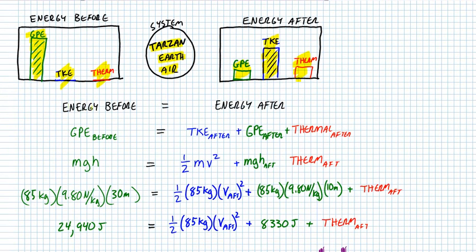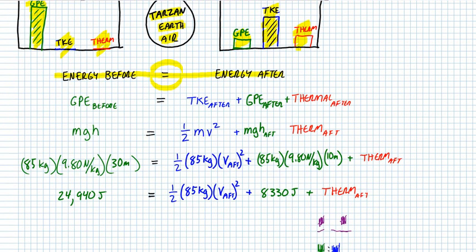Like a typical conservation of energy problem, energy before equals energy after. This equal sign is something we can put in if we're assuming the law of conservation of energy is true. So, gravitational potential energy before, that's the only type of energy present that's non-zero. Afterwards, we have all three.